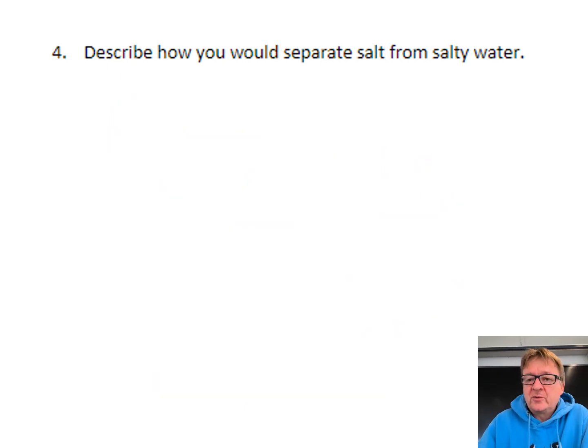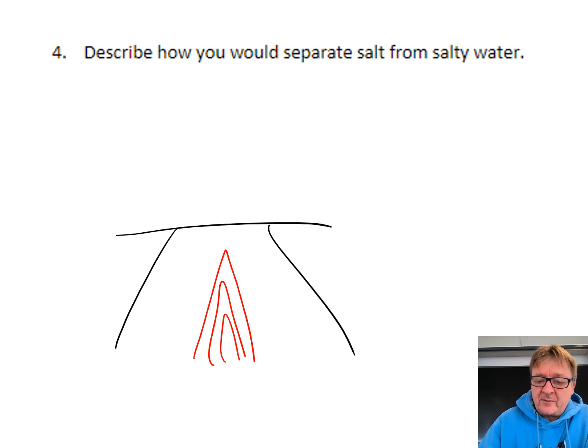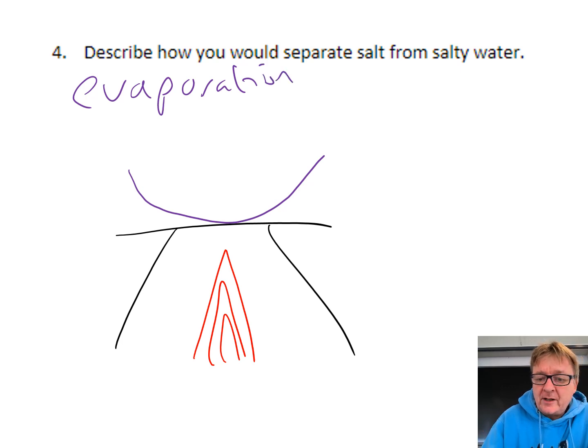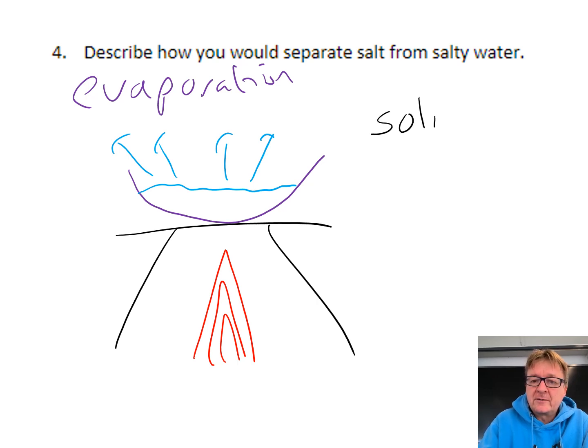How would you separate salt from salty water? You've got your tripod, your Bunsen burner, and on top of there you put an evaporating basin. This whole process is called evaporation. Inside there you have your salty water, and when you heat it, eventually the water all evaporates away, and what you're left with is solid salt.